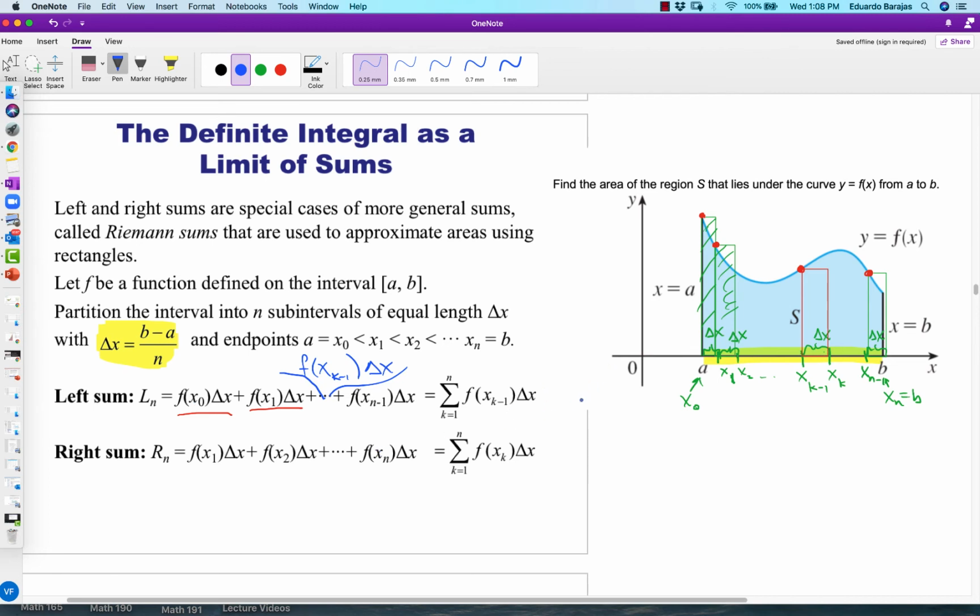Good, that's the left-hand rule. Similarly, we can find the right-hand rules, except for the right-hand ones, we use the right point. So the very first rectangle will start off with a height established by using f of x sub 1, and so on and so forth. And so you end up with a rule that establishes the sum of the first n rectangles using the left-hand rule, and the sum of the first n rectangles using the right-hand rule.